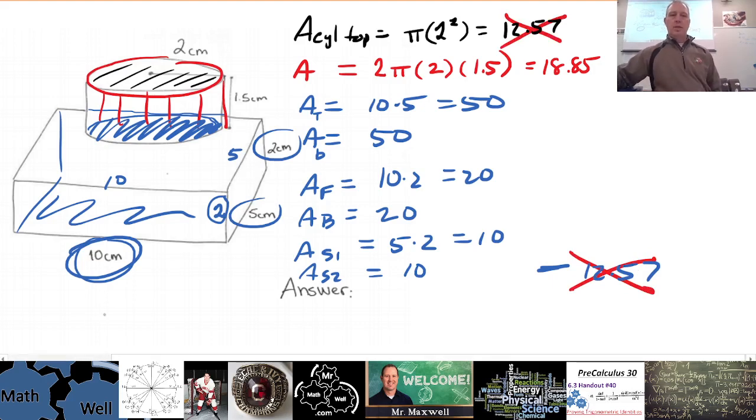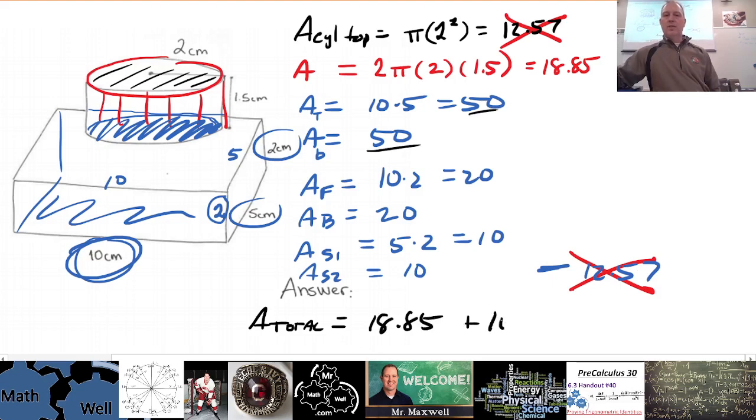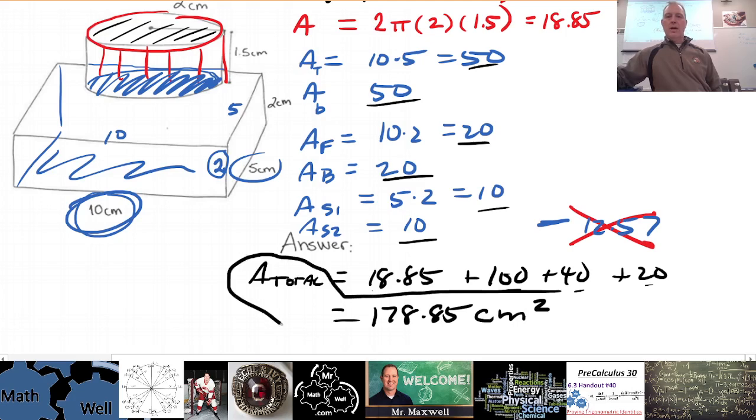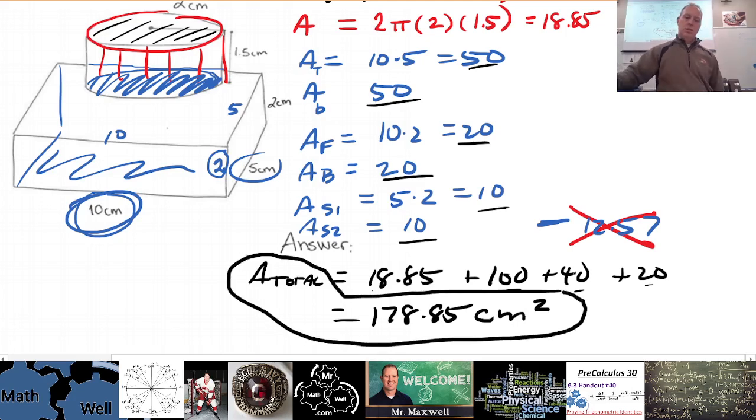Okay. So let's do the area. The answer would be, the total area here is going to be, we don't have to touch the 12.57s. We already know they cancel out. So it's going to be 18.85 plus, let's do 50 plus 50 is 100, 20 plus 20 is 40, and 10 plus 10 is 20. We could probably do this in our head. That's 178.85 is what I get. 160 and 78.85. That's going to be centimeters squared. Everyone agree with that? Yeah. All right, awesome. That's what you should get for question number 2.